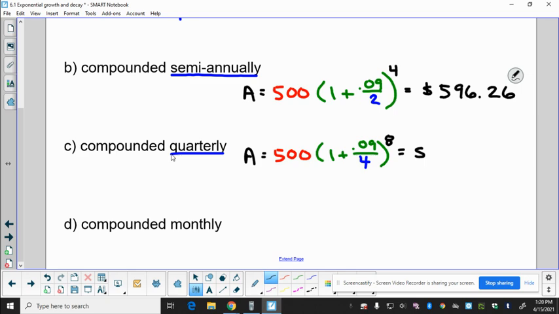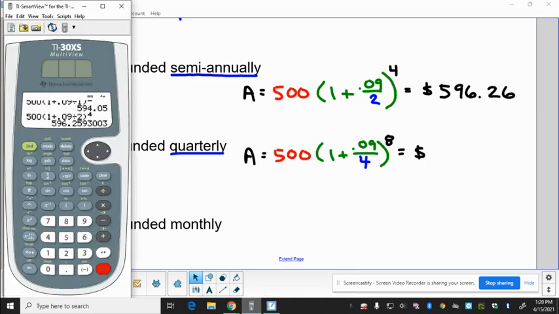So we're compounding more often. Let's see what happens to the money now. All right, here we go. Let's calculate again.